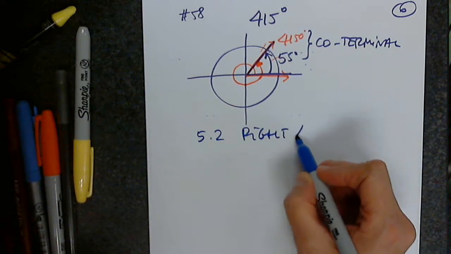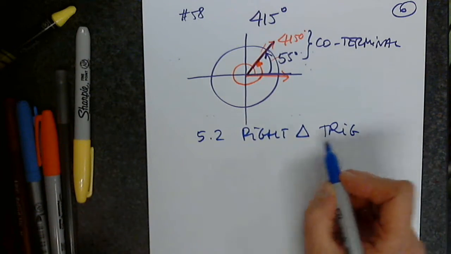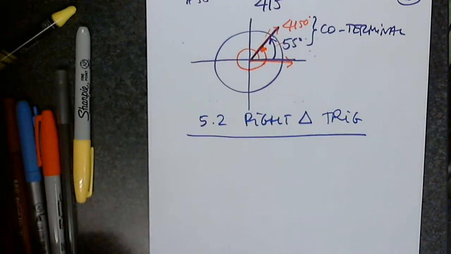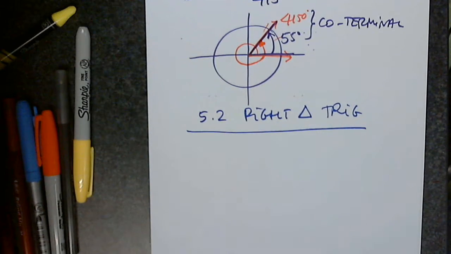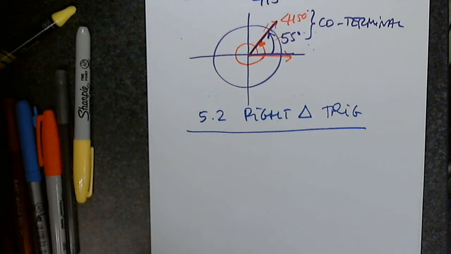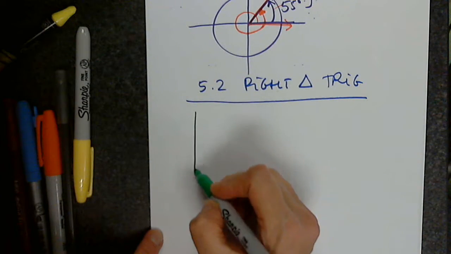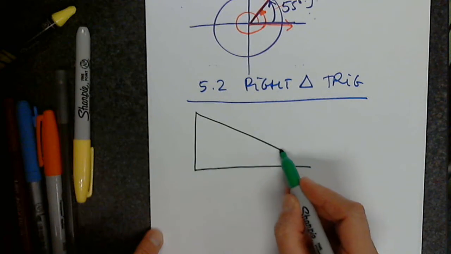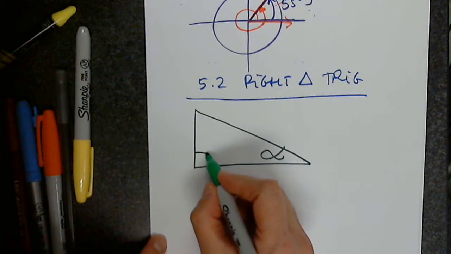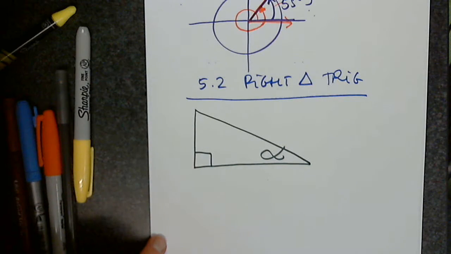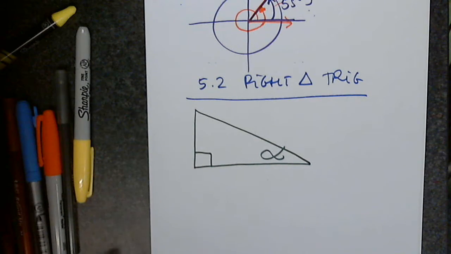Right triangle trigonometry. Here's a right triangle. I'm going to call it alpha with an acute angle alpha. I'm going to denote the sides of this triangle by A, B, and C. Tell me which one you want it to be A, B, and C. Doesn't matter to me.